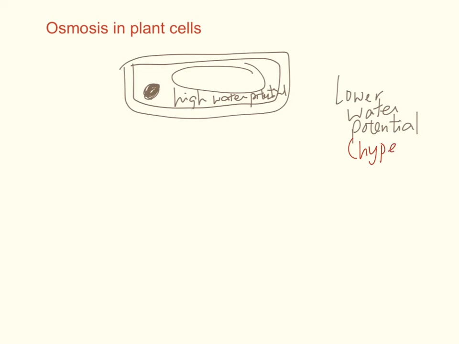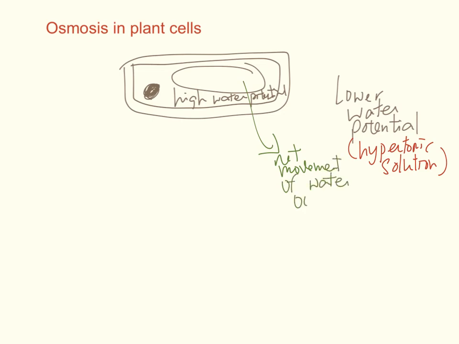Now this time, let's think of the cell in a hypertonic solution, one that has lower water potential but higher solute concentration. Because of this, water will move out of the cell. There will be a net movement of water from the cell to the environment. Because the cell will be losing a lot of water, it's going to lose its turgidity. The cell is going to become flaccid.